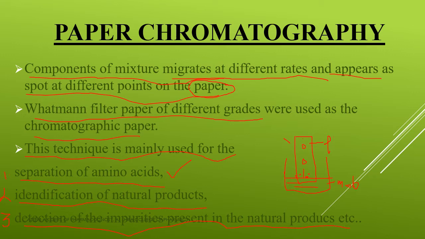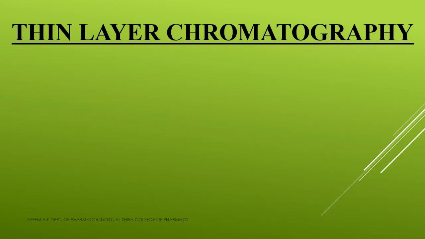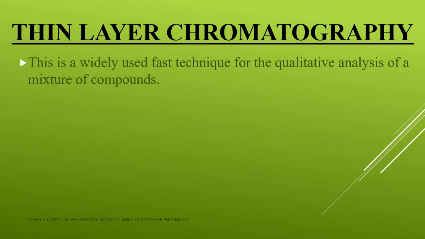And regarding the application, it is used in the separation of amino acids, then identification of natural products, then detection of impurities in natural products, etc. So that is about paper chromatography. Clear? So now we can talk about the next type of chromatography, that is thin layer chromatography.